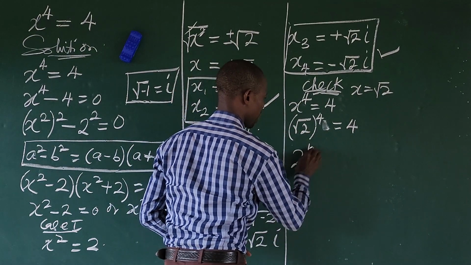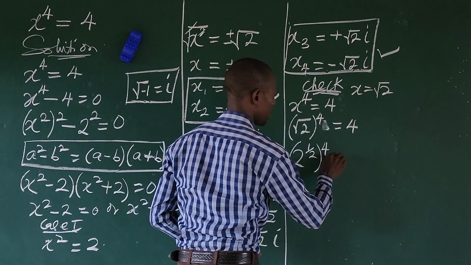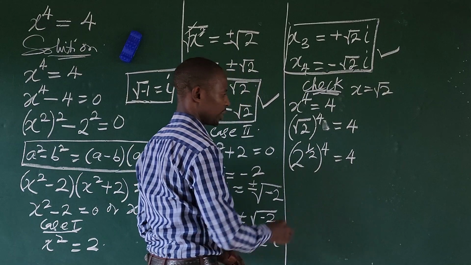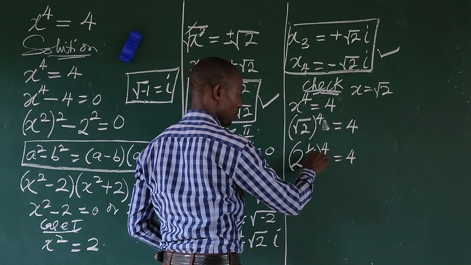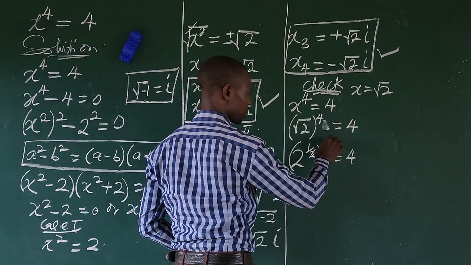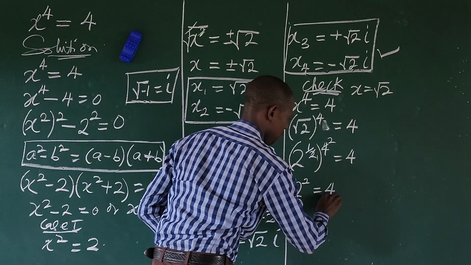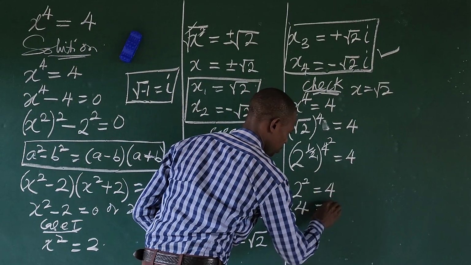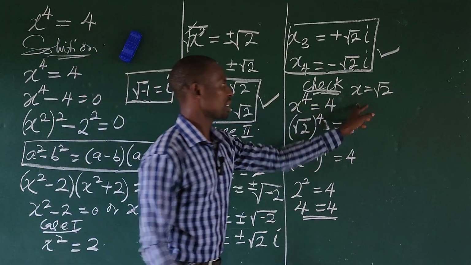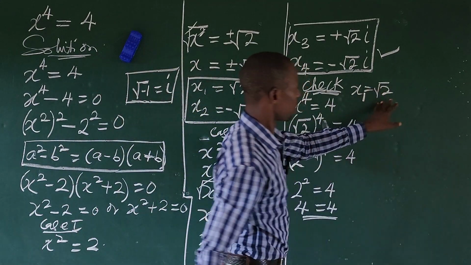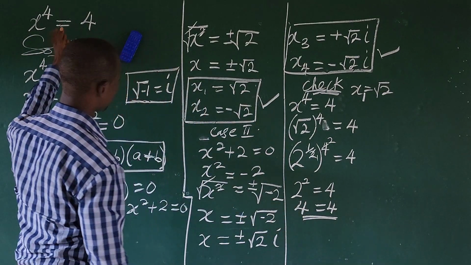So we have 2 to the power of 1 over 2, everything to the power of 4 equal to 4. We can multiply these 2 powers here. So 2 times 1 over 2 will give us 2. So we have 2 to the power of 2 equal to 4. So we have 4 equal to 4. This shows that the first answer, x1 equal to the square root of 2, is correct. It satisfies the original equation.